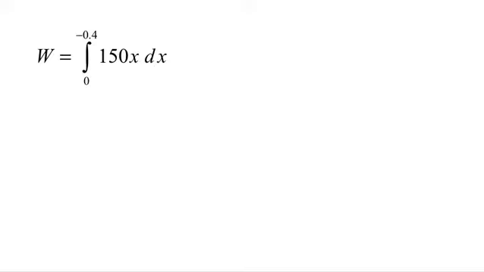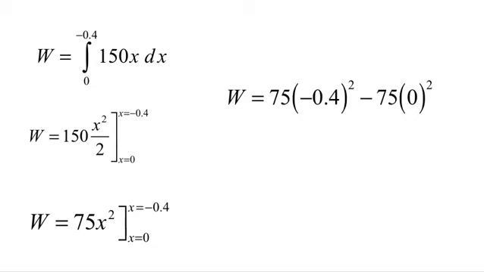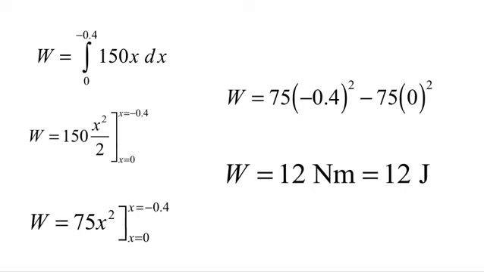Integral from 0 to negative 0.4 of 150x. Antiderivative 150x squared over 2 from 0 to negative 0.4. That, of course, is 75x squared from 0 to negative 0.4. Plugging in those values and subtracting. 75 times negative 0.4 squared minus 75 times 0 squared gives me 12 newtons times meters, or 12 joules. Again, just to remind you, 150 newtons divided by meters times x meters gives us newtons, times dx meters gives us Newton meters. And we've got one more question for us to do here.